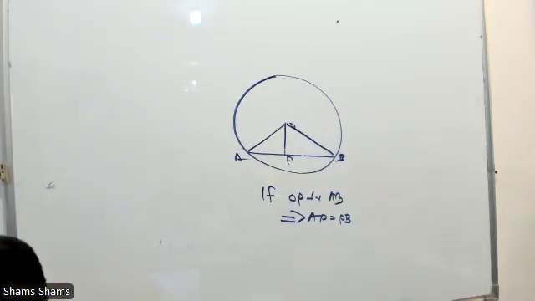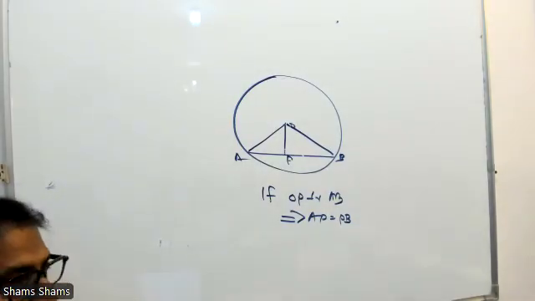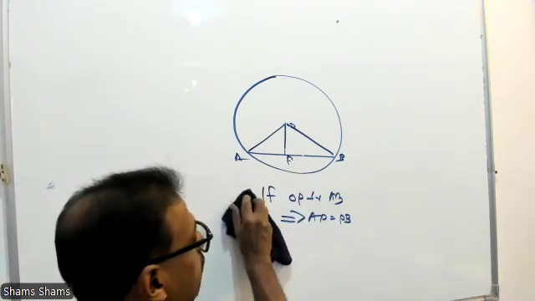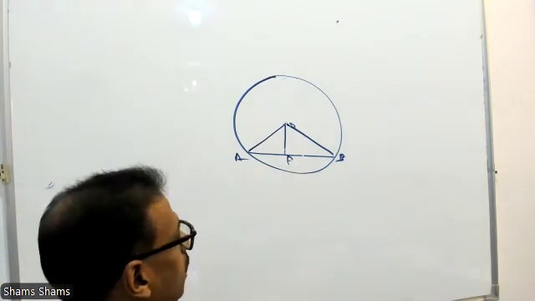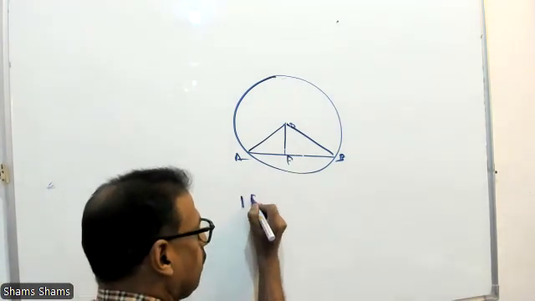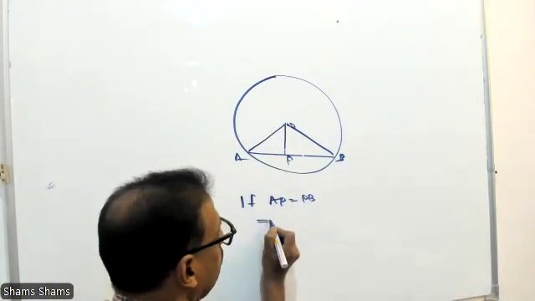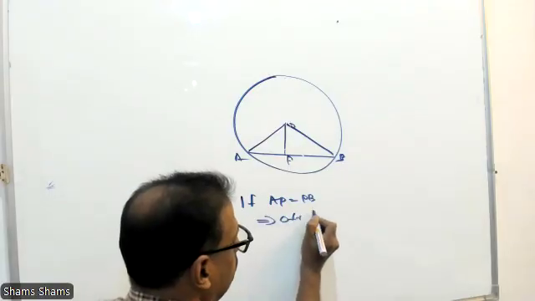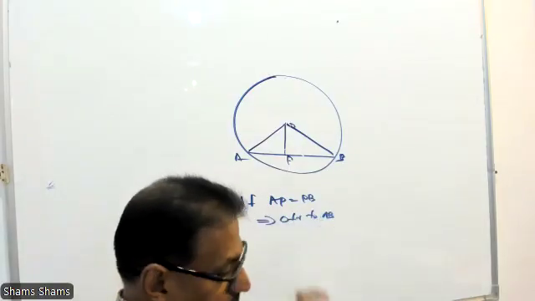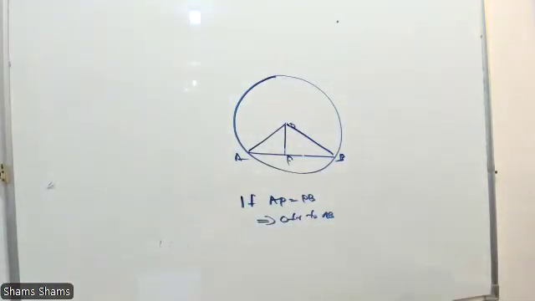Okay, draw this figure. Then write: if AP equals PB, then OP is perpendicular to AB.